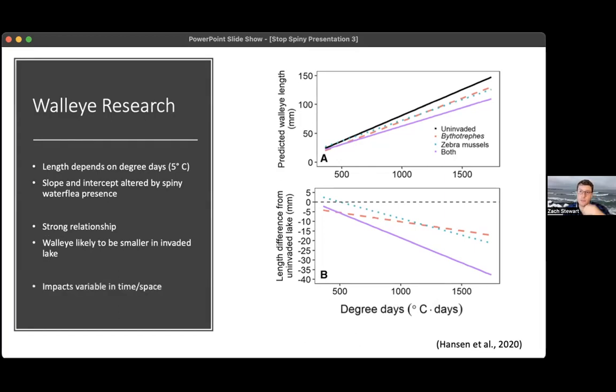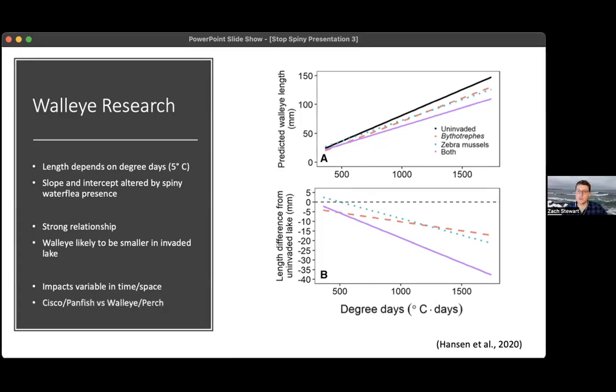Now, I want to point out that although this is a really robust study, these impacts are variable through time and space. So fisheries biology is a complex system, and not every lake is going to behave the same every year. So is it possible to find big walleyes in spiny waterflea infested lakes? Absolutely. But on the average, across this very large study size with 50,000 walleyes measured, there's a strong relationship showing that their growth is falling behind in those invaded lakes.